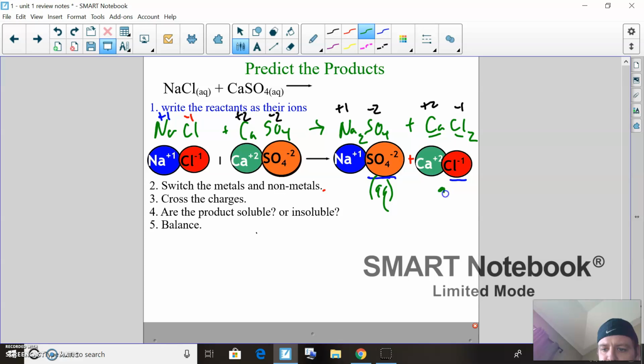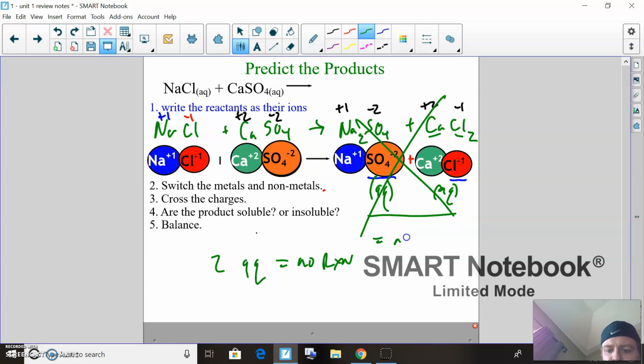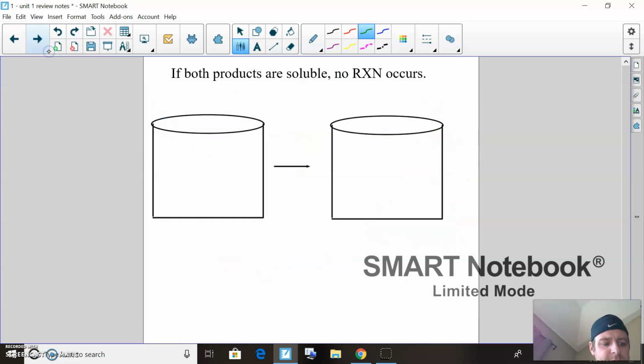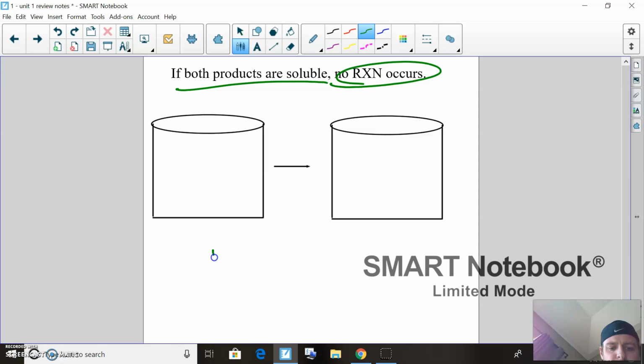So basically what you can say here is that if you have two aqueous solutions, you get no reaction. It's like adding water to water. So all that equals no reaction, no RXN. Like I said, if both products are soluble, no reaction occurs. You just write no reaction. For a reaction to occur, you need one product to be a solid.